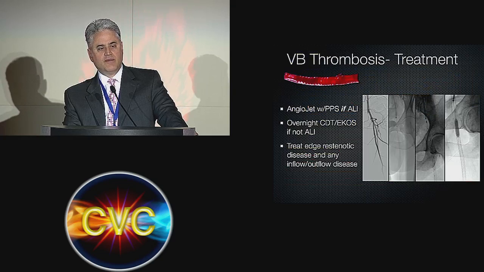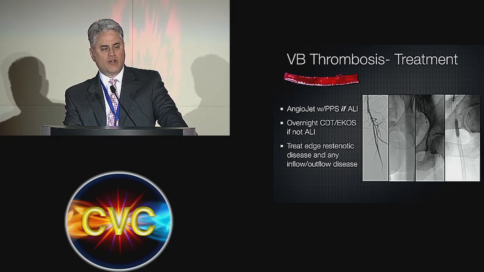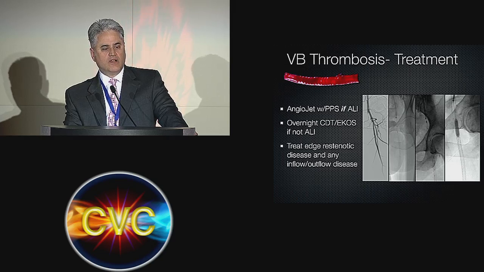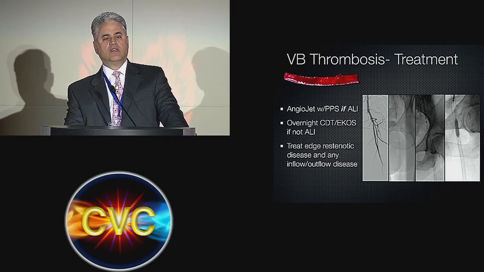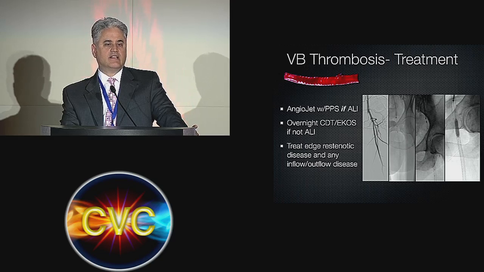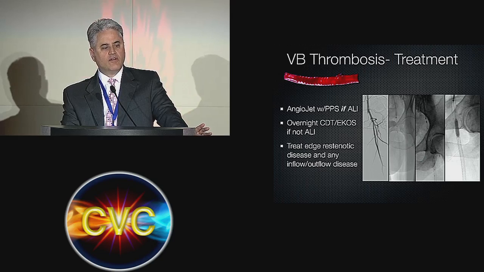The treatment for Viabahn stent thrombosis at this point is pretty well established and pretty standardized. If the patient has acute limb ischemia, then we'll typically treat them with mechanical thrombectomy with TPA, the so-called power pulse spray technique. If they just present with recurrent paresthesias or claudication, we typically will treat those patients with overnight ultrasound-assisted catheter-directed thrombolysis.